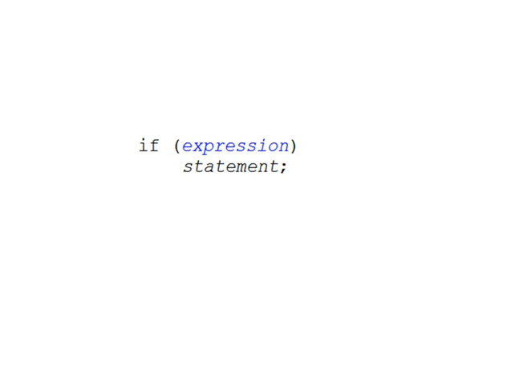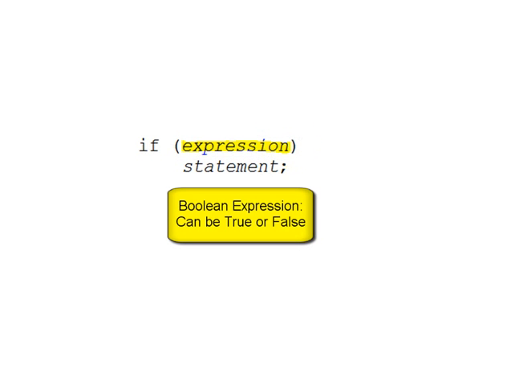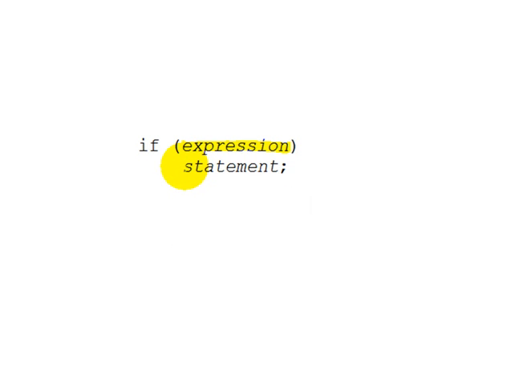It starts with the word if, and then we have an expression inside parentheses. Now, this is a Boolean expression, which is an expression that can be either true or false. And then on the next line we have another statement. Now the if statement works like this. When it executes, the Boolean expression is tested, and if it's true, then this statement is executed. But if it's false, the statement is skipped.